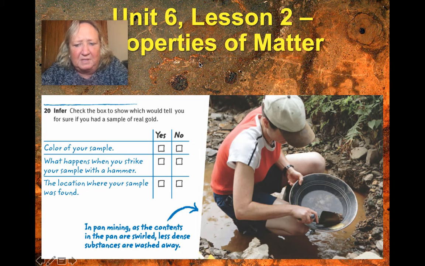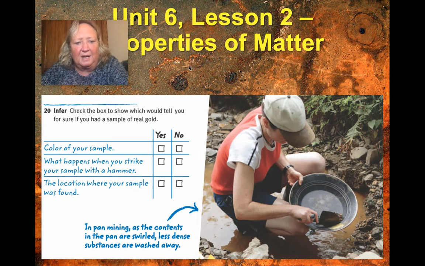Okay, so let's look at this activity. Someone is panning for gold, and so they think they might have real gold. Now, there is a thing called fool's gold, which we'll discuss at another time. But let's look at these examples. And what do you think could help you if you had a sample that you thought was gold?